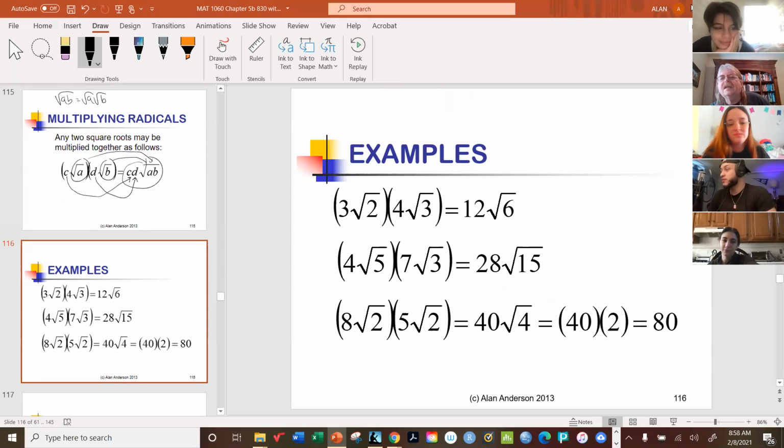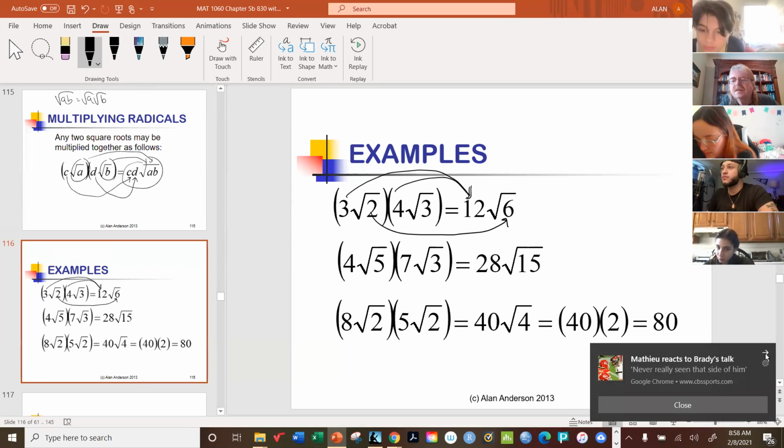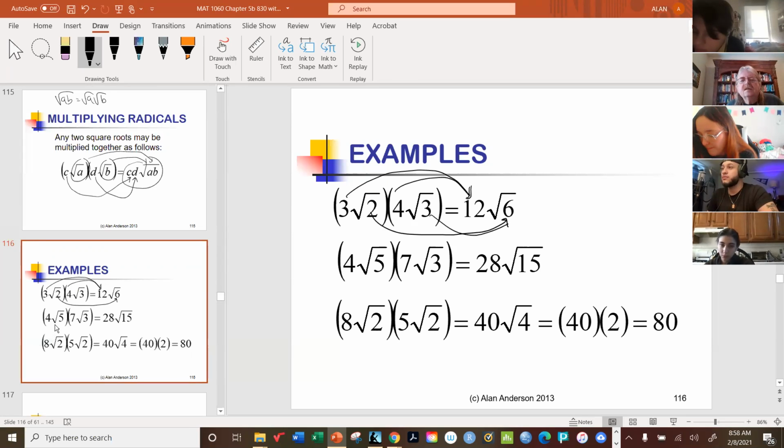So here's some classic examples. Okay. So yes, of course, the 3 times the 4 becomes 12. And then here, 2 times 6 is equal to 12. Now, at this point, if 6 had factors of which one was a perfect square, we could simplify it further, but that's not the case, okay? So just be aware, the 3 and the 4 give us the 12, and under the square root sign, the 2 and the 3 give us the 6.